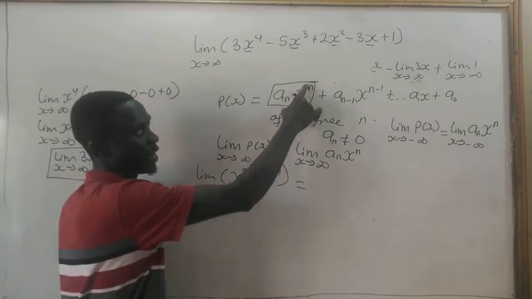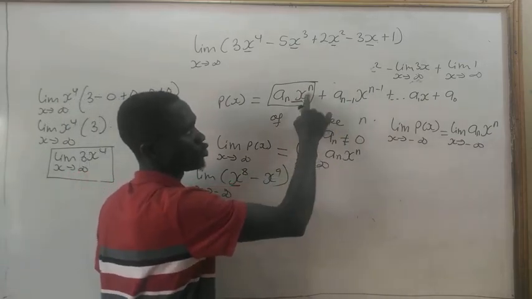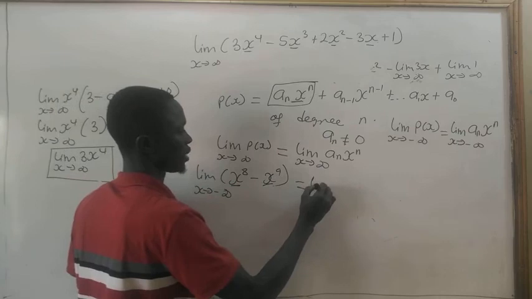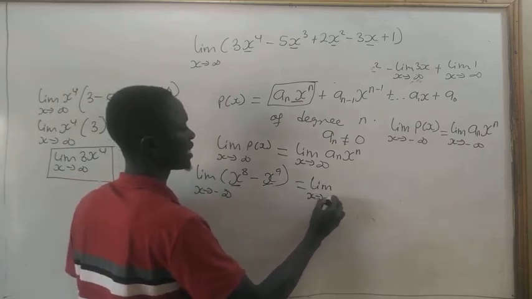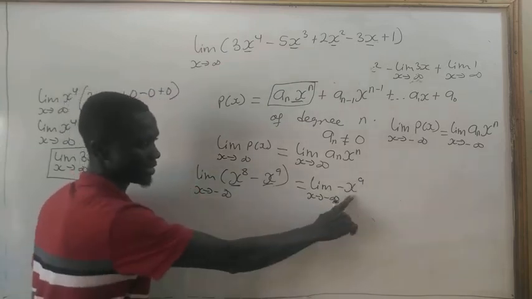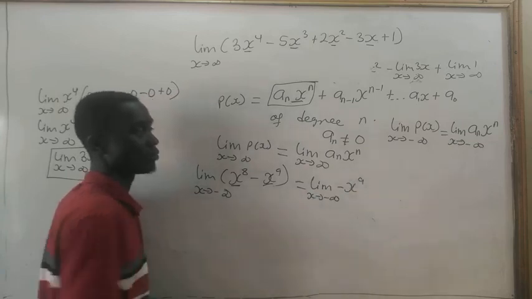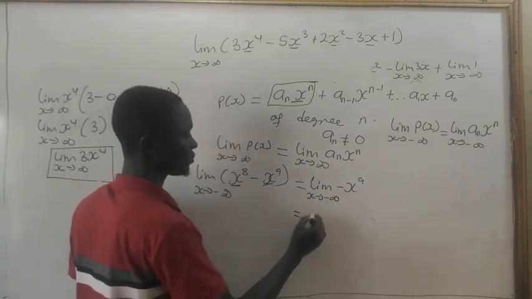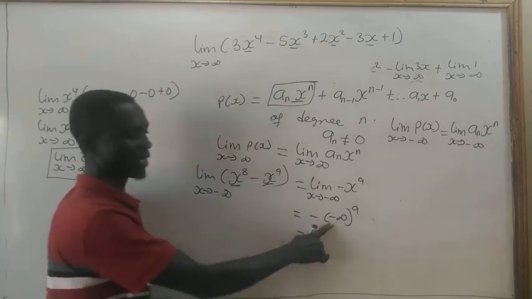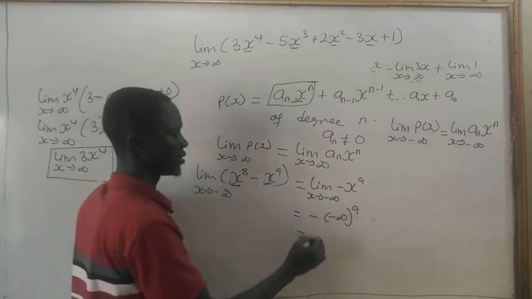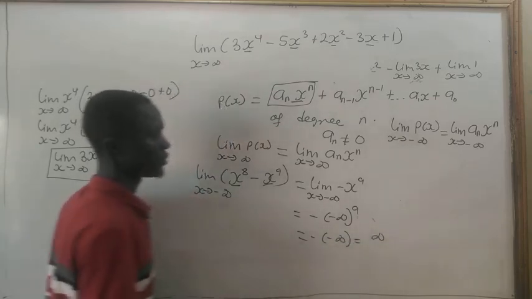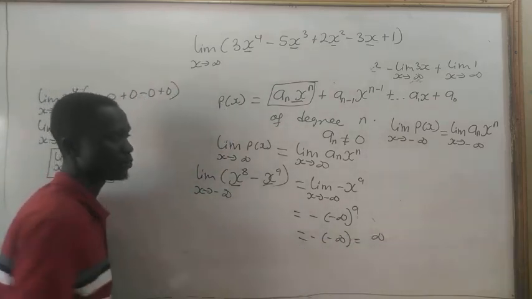So you see that here we have x power n. Here is x power n minus 1. So power n is greater than n minus 1. So this is what we are going to consider. So we are going to take as the limit as x approaches negative infinity, negative x to the power 9, because that one is the one with the highest power. So this will give us negative into bracket negative infinity to the power 9. And what is negative infinity to the power 9? Watch lesson 1. That will be negative infinity. Negative times negative will give you positive. So it will approach positive infinity.